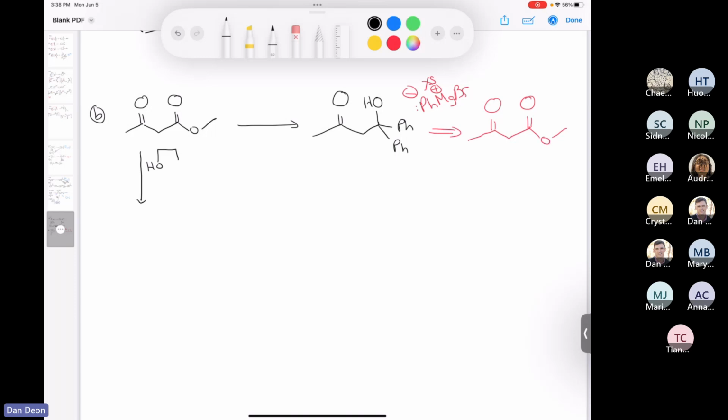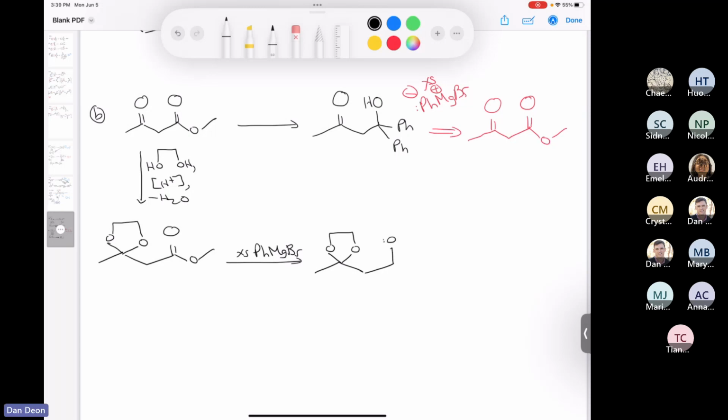So we're going to treat it with ethylene glycol and a catalytic amount of acid. We're going to lose water, and we make our acetal. Still have our ester intact. And now we can treat this with excess phenyl magnesium bromide. Maybe I'll just draw the intermediate that's formed here, because after you treat that with excess Grignard, you're going to have the oxide, and you're going to have both of your aromatic rings attached like this.